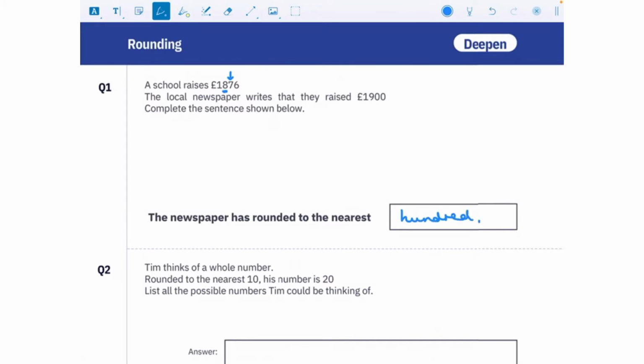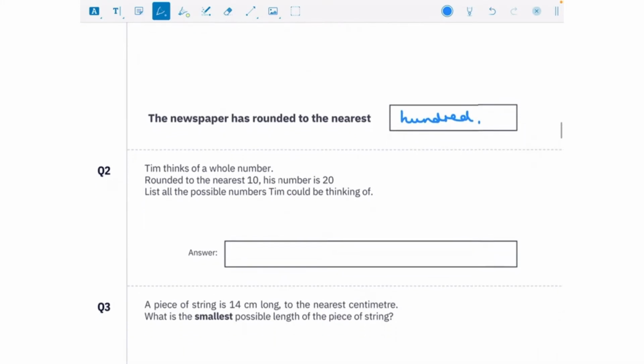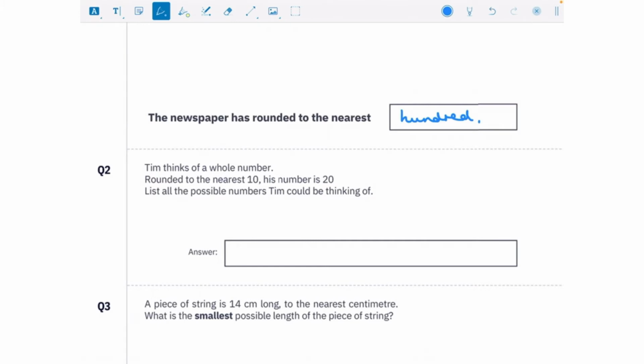Wonderful. Question number 2. Tim thinks of a whole number. Rounded to the nearest 10, his number is 20. List all the possible numbers Tim could be thinking of. So thinking of numbers below 20, let's put 20 here on a number line. Thinking of the numbers below 20, if we go as low as 14, that would be no good because that would be closer to 10. But 15, the 5 would tell us to round up.